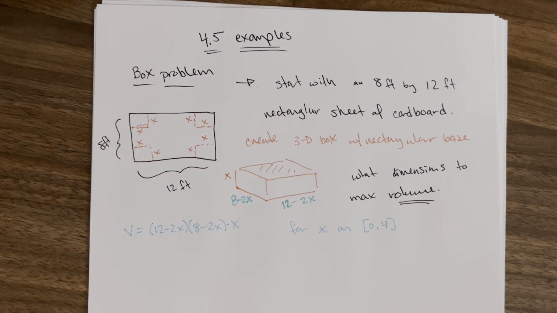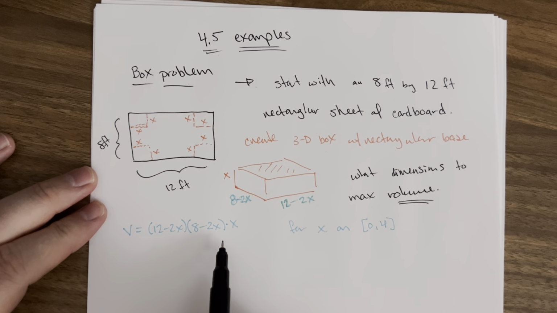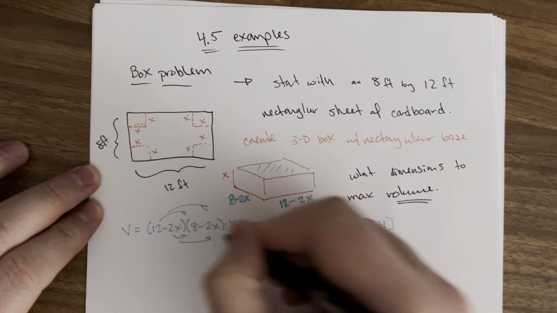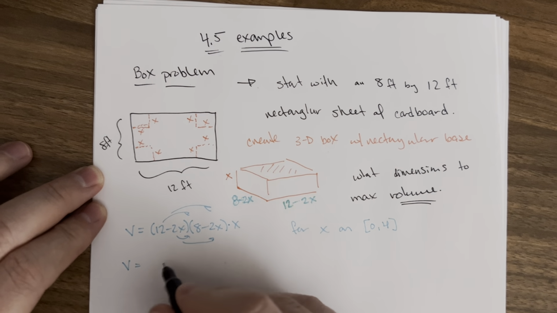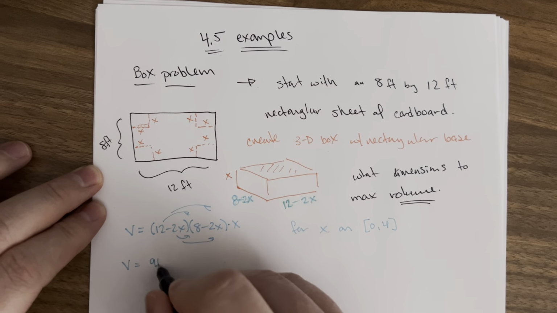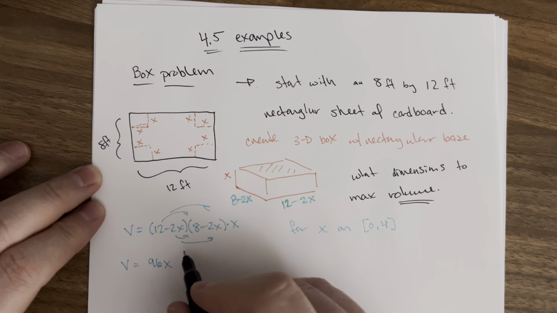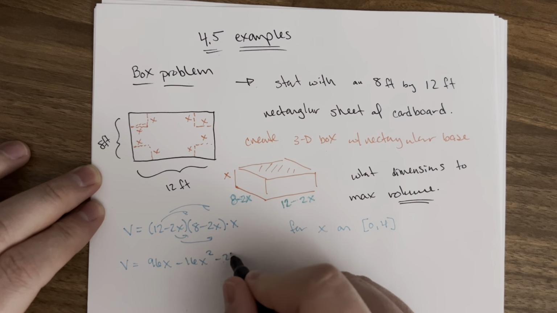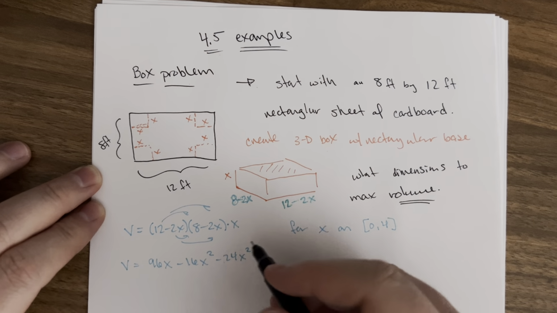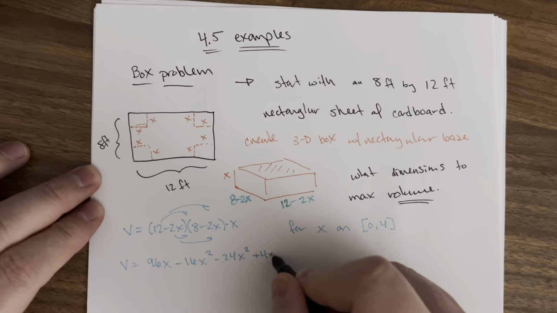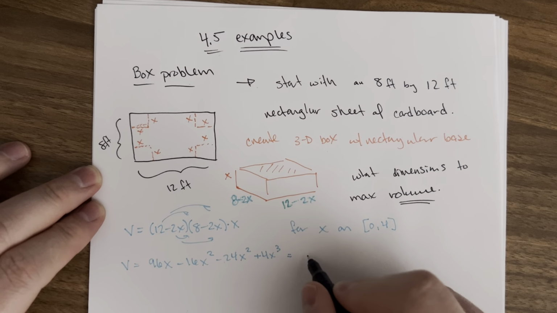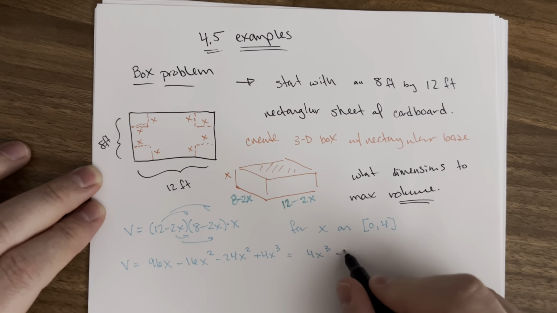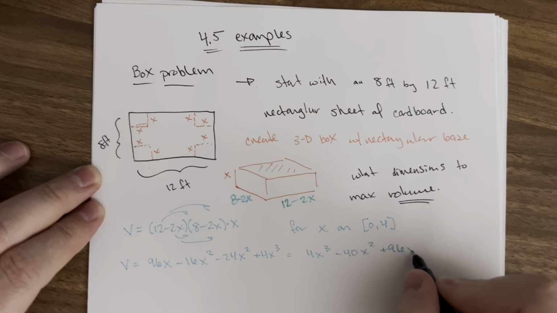To do the calculus, now you're pretty much set up. I'll clean this up, right? What I would say is don't do this as a triple chain rule. This just becomes a polynomial, right? If you FOIL this out, multiply everything out, times x, this volume equation becomes 12 times 8, which is 96x, minus 16x times x, so minus 16x squared, minus 24x times x, squared, minus 2x minus 2x plus 4x squared times x, plus 4x cubed, right? And then that can combine, maybe even reorganize this. So 4x cubed minus 24 minus 16 is minus 40x squared plus 96x.